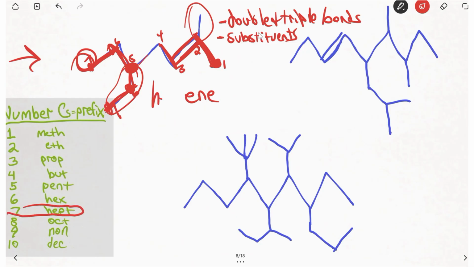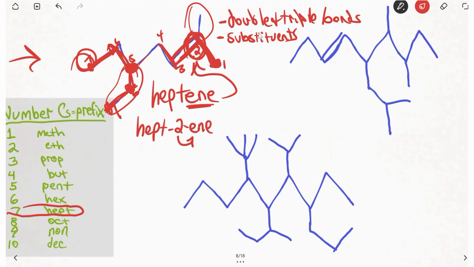So we know this is going to be some kind of heptene, because of the double bond. And we know that the double bond starts on 2, right? So we know to write it hept-2-ene to show the carbon number 2 is where that double bond starts, which makes the ene. So hept-2-ene. And then we're going to come back in a minute to finish naming this with that substituent. Let's go on to this one for right now, though.